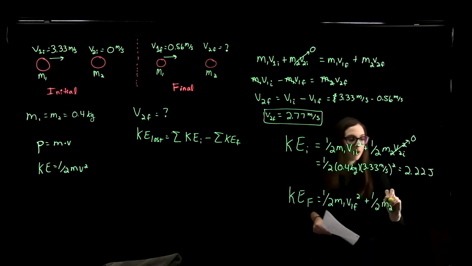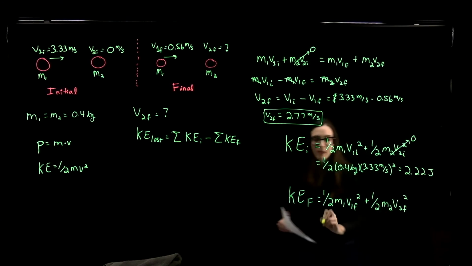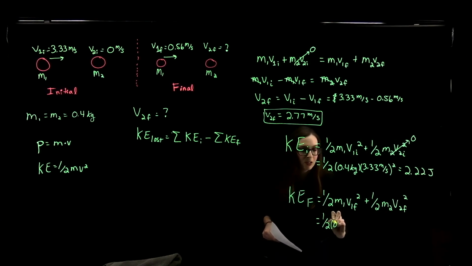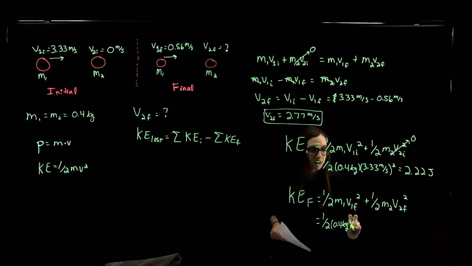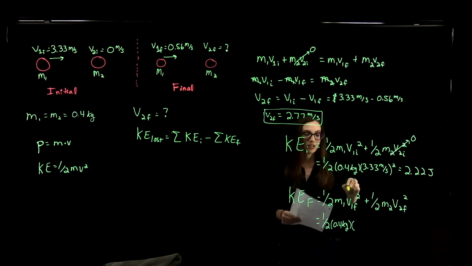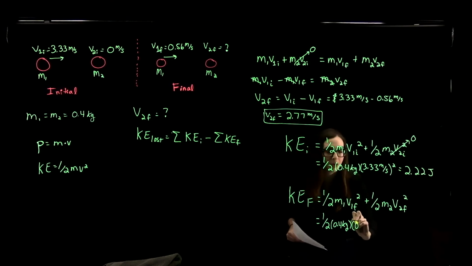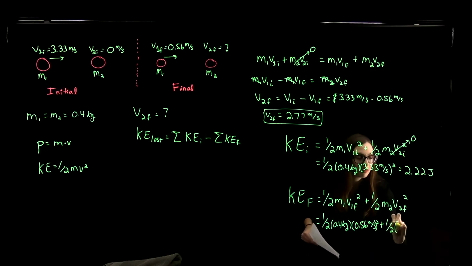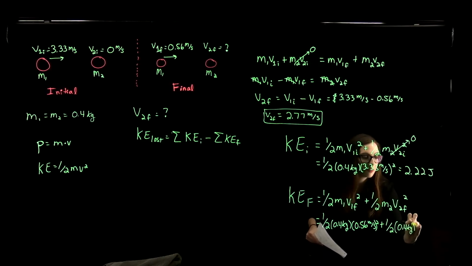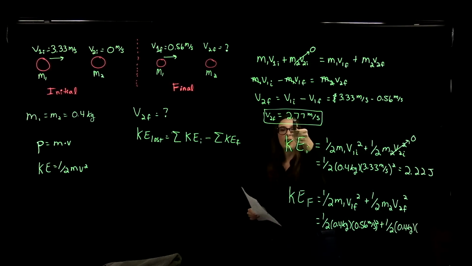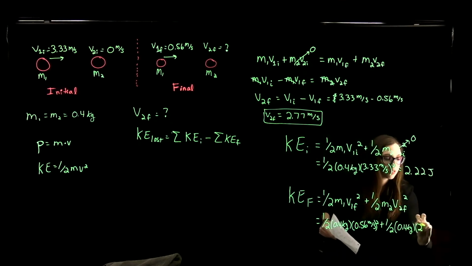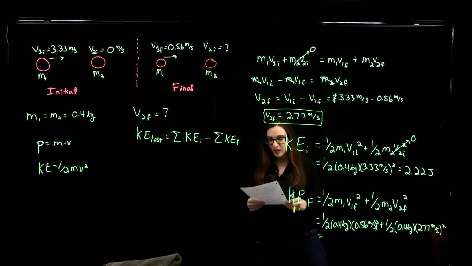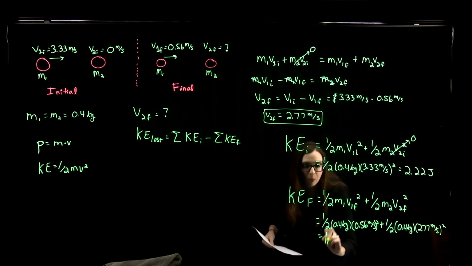Our final kinetic energy is equal to 1/2 mass 1 times its final velocity squared plus 1/2 mass 2 times its final velocity squared. So that's equal to 1/2 times 0.4 kilograms times our final velocity for mass 1 squared, which was 0.56 meters per second squared, plus our second mass times its final velocity squared, which we found up here, 2.77 meters per second, squared. So our final kinetic energy of the system is 1.60 joules.